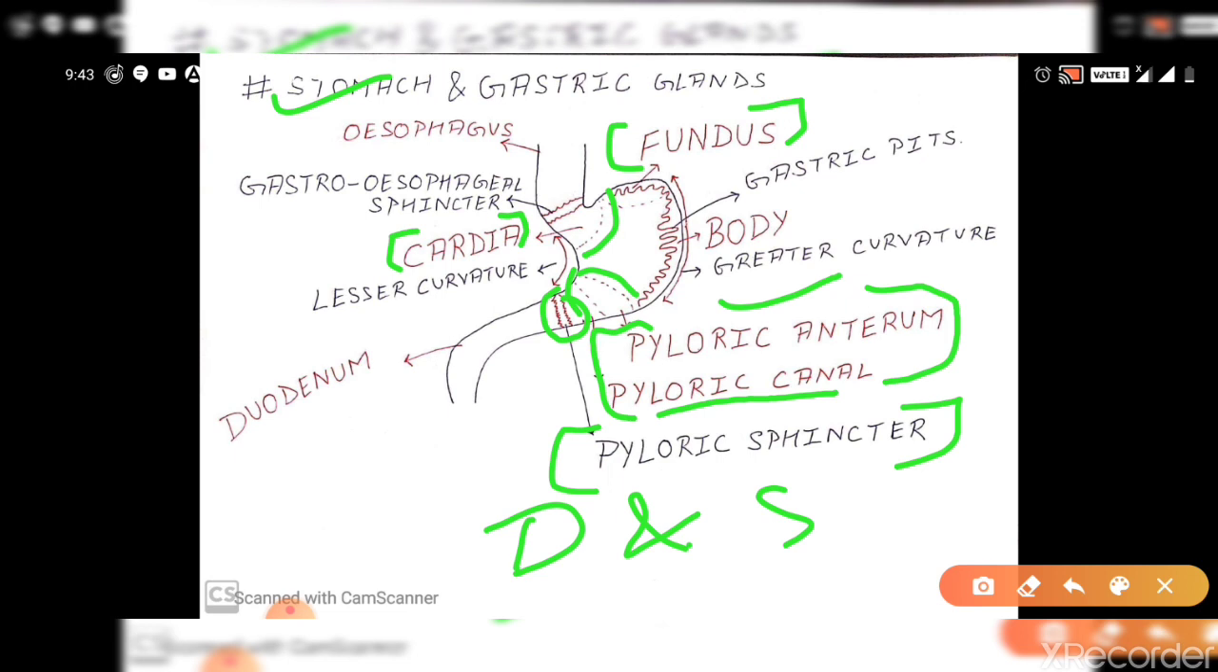Now moving towards the esophagus, there is one sphincter between the esophagus and the stomach, that is called the gastroesophageal sphincter. The stomach has two curvatures, one present on the right side, that is called the lesser curvature, and one present on the left side, that is called the greater curvature.